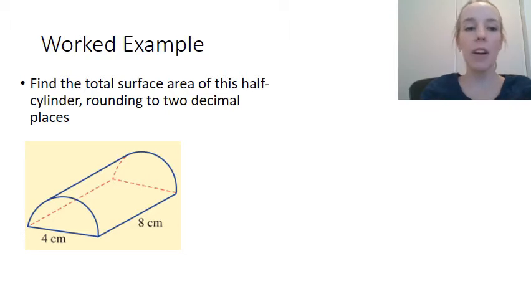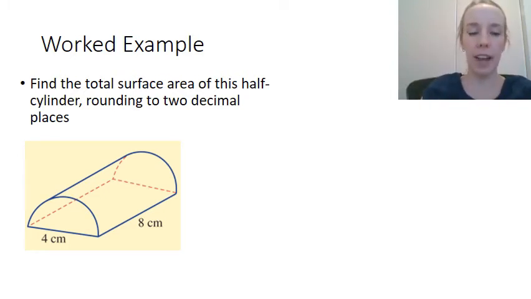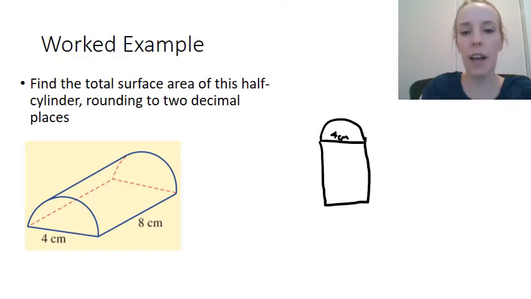Okay, for our second worked example, we have to find the total surface area of this half cylinder rounded to 2 decimal places. Okay, so I'm going to open up this half cylinder so we can see what it's made up of. So if we were to open it up, we'd have our half circle here with our diameter of 4 centimeters. We'd have this flat base that it's got, and that's got 8 centimeters from here to here, and again we've got another semicircle here.